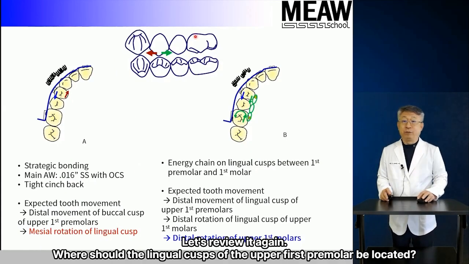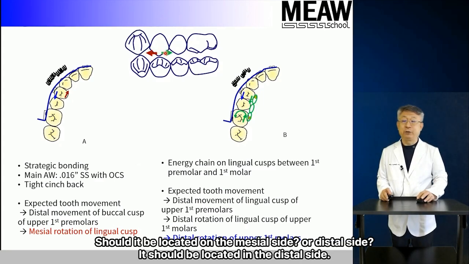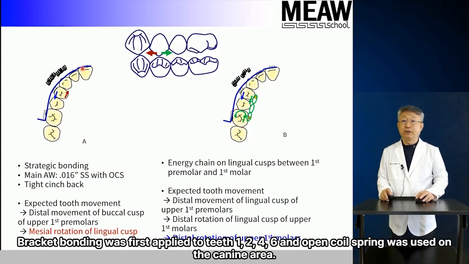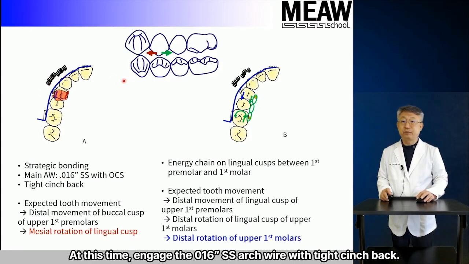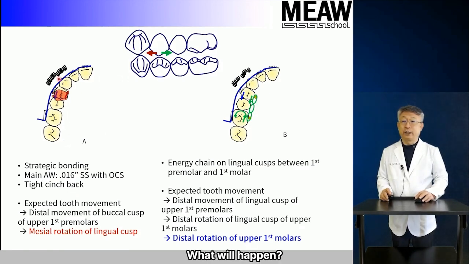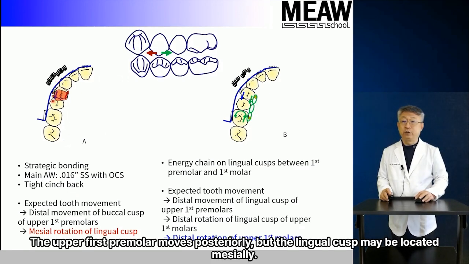Let's review it again. Where should the lingual cusps of the upper first premolar be located? Should it be located on the mesial side or distal side? It should be located in the distal side. Bracket bonding was first applied to teeth 1, 2, 4, 6, and open coil spring was used on the canine area. At this time, engage the 0116 SS arch wire with tight cinch back. What will happen? The upper first premolar moves posteriorly, but the lingual cusp may be located mesially.